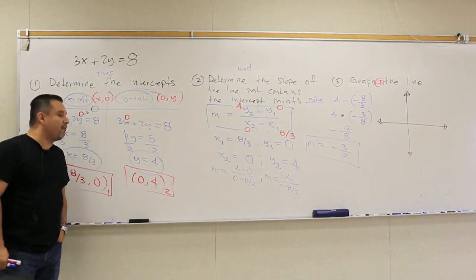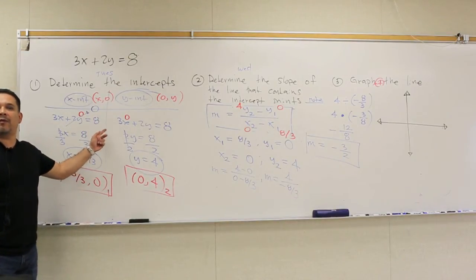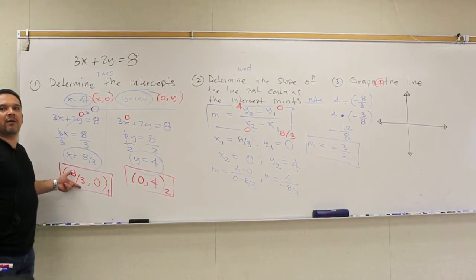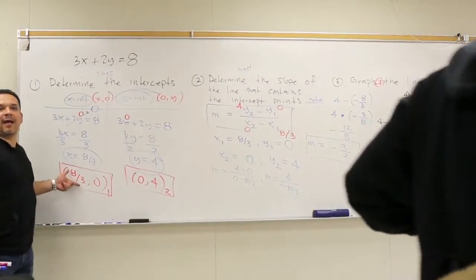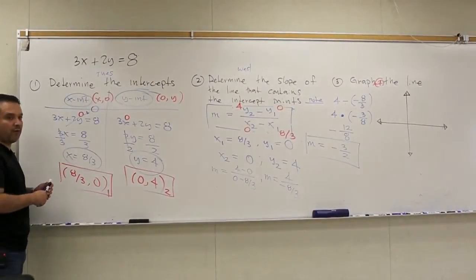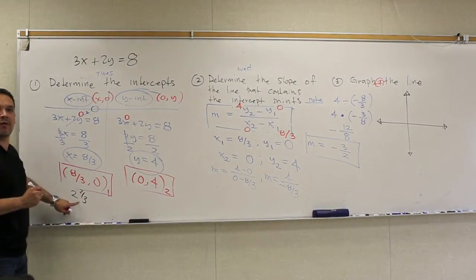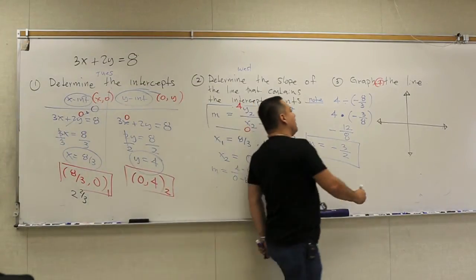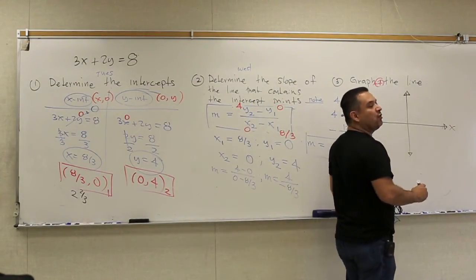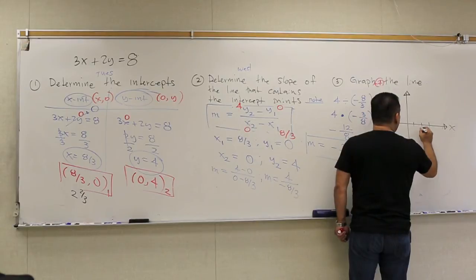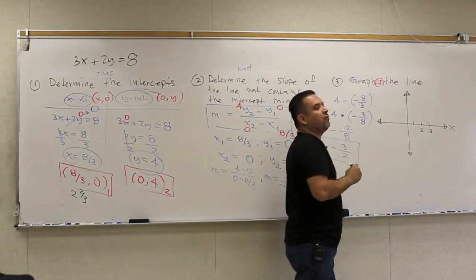How do I plot an X-intercept when it's really a fraction? This is 8/3. What is 8/3 really going to be? 8/3 is really what? 2 and 2/3. Is that true? So the intercept on the x-axis is at 2 and 2/3. Here's 1. Here's 2. Here's 3. Do you guys agree?